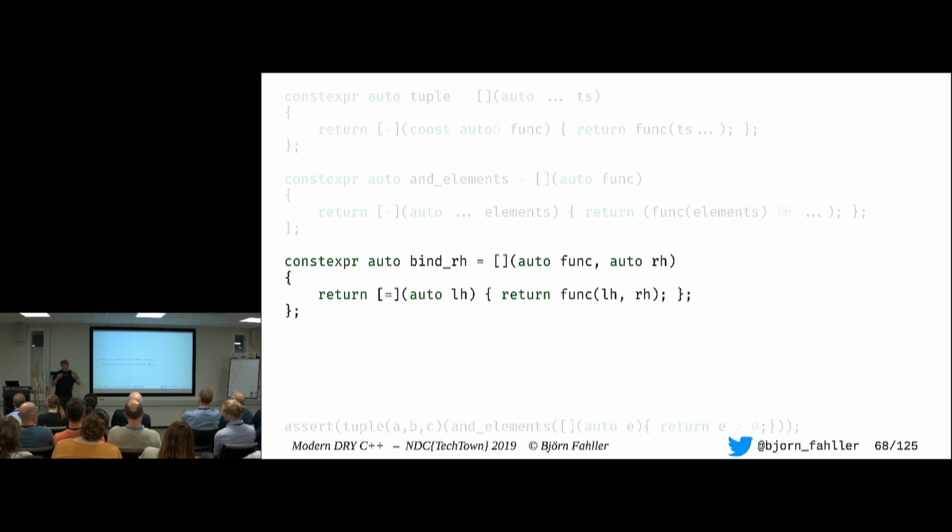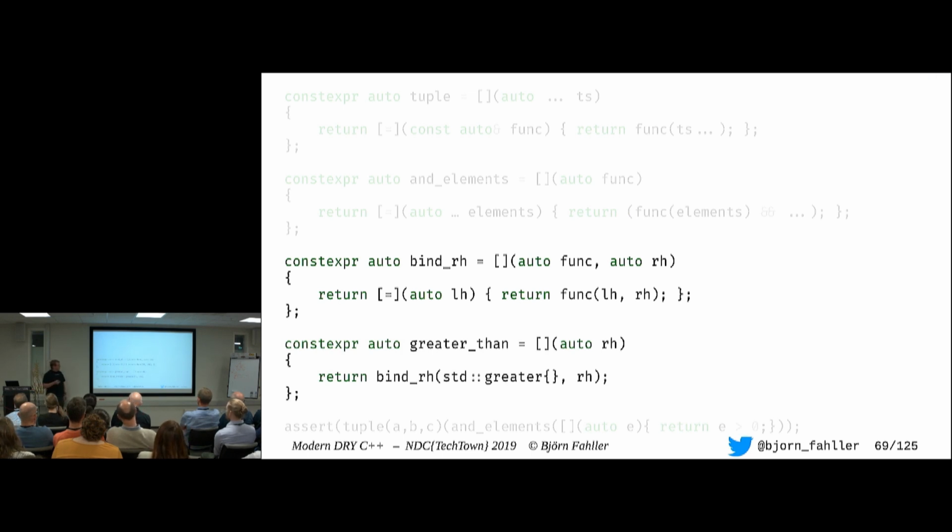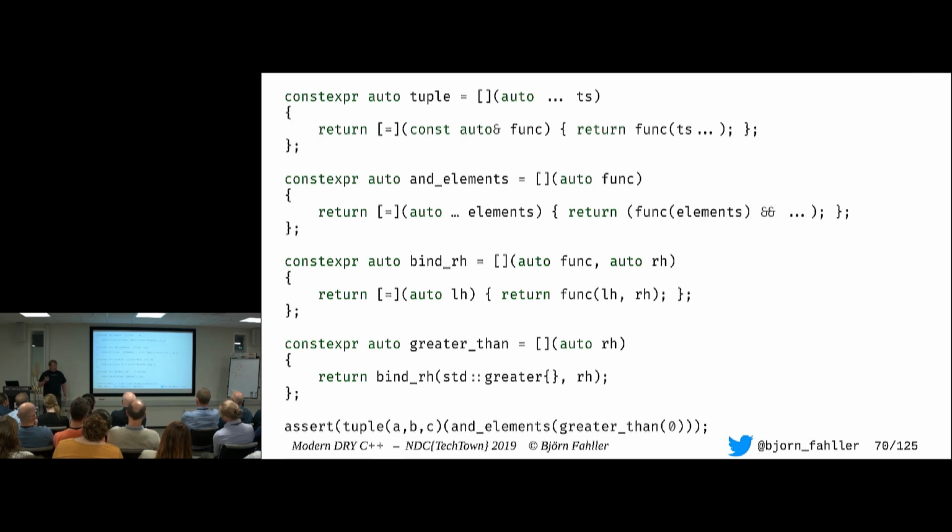value. And this is useful, because now we can define a greater than, in this case, that takes a value and returns the bound right-hand value to std::greater, which means that we can write code like this. And elements greater than 0 on the last line. So now greater than 0 is calling bind of std::greater and 0, and we get the and elements that is called with values, and it compares, is this value greater than 0? And we're getting that as the function to the tuple. So again, we get exactly the same: a greater than 0 and b greater than 0 and c greater than 0.